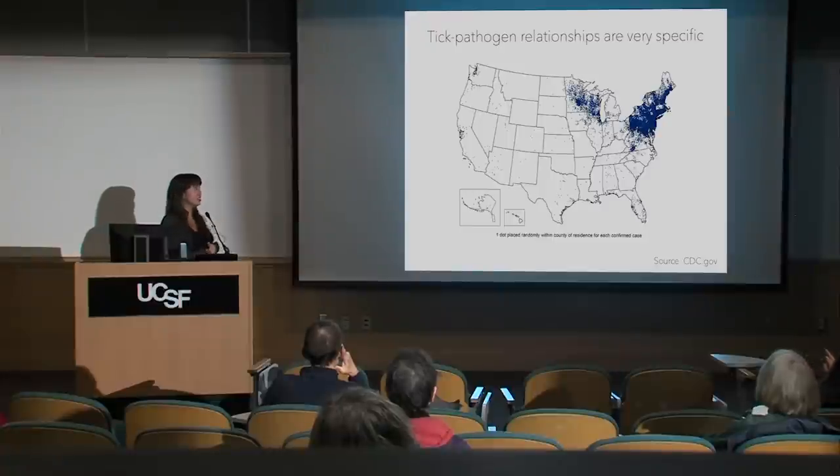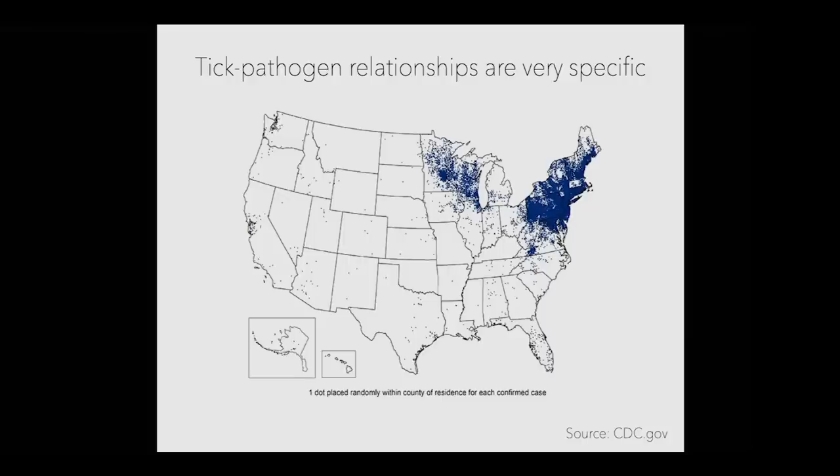So what we have here is a map from the CDC showing all the different parts of the United States where there's been confirmed cases of Lyme disease. And so you can see there's a huge clustering over towards the right side of the map. So thank goodness we are on the left side. And I was very happy to see that Hawaii is still as wonderful of a place as you want to believe.